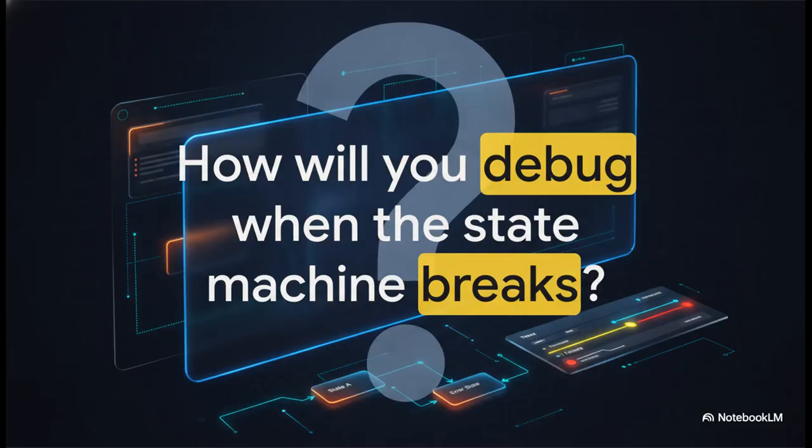So we'll leave you with this question. If your AI framework hides your tools in a black box, how will you debug the invisible when the state machine breaks? By enforcing an explicit state machine, Burr ensures you can always see, trace, and resume your application's exact thought process.